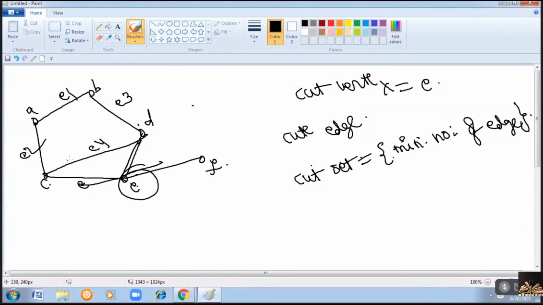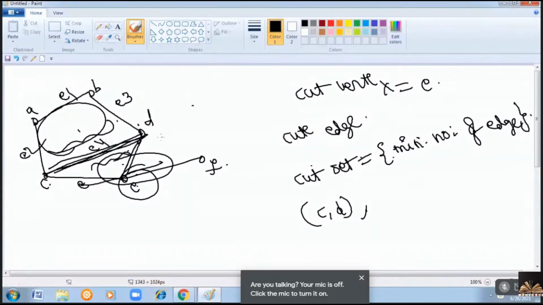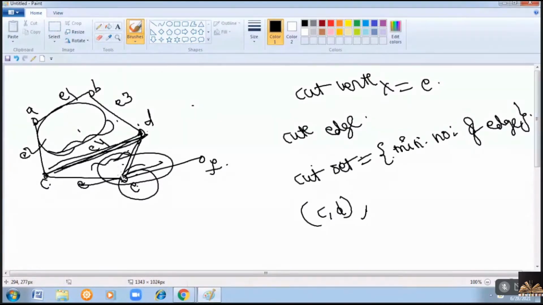So when you observe here, when you remove this partition, you can have one part on the upper side of this edge and one part below this edge, right? So one of the edges that you have to remove is CD. Now, when you remove this CD, you still don't get a disconnected graph. Why? Because you have a connection from D to E. D to E is there, right? From here also you have a connection from C to E.